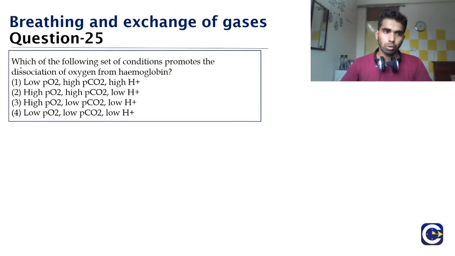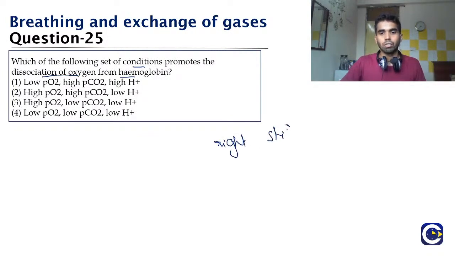Now coming to question number 25. Which of the following set of conditions promotes the dissociation of oxygen from the hemoglobin? We are saying that the oxygen is dissociating from the hemoglobin, isn't it? So which shift is it? It is the right shift. And what is this phenomenon known as? It is known as the Bohr's effect.